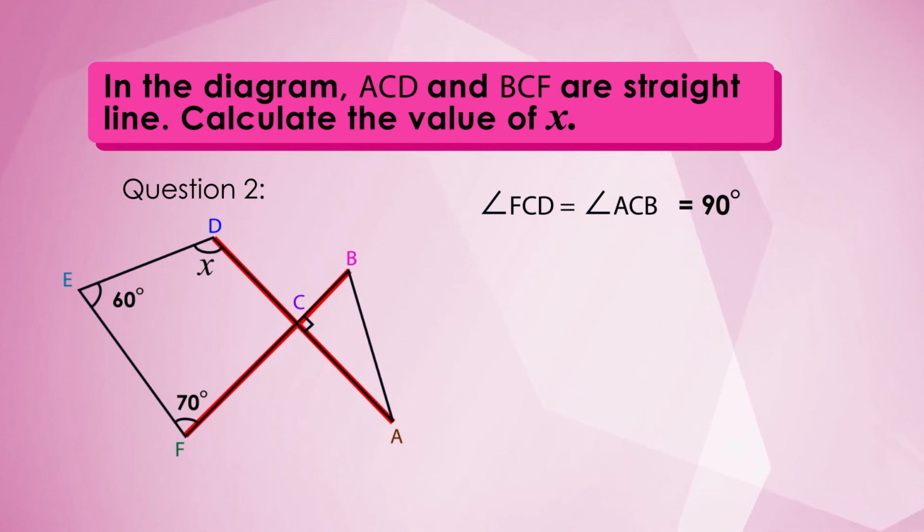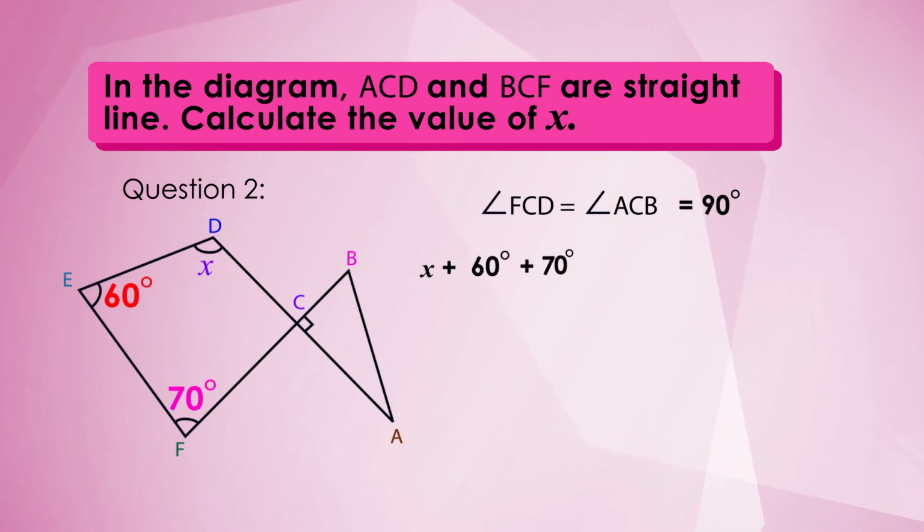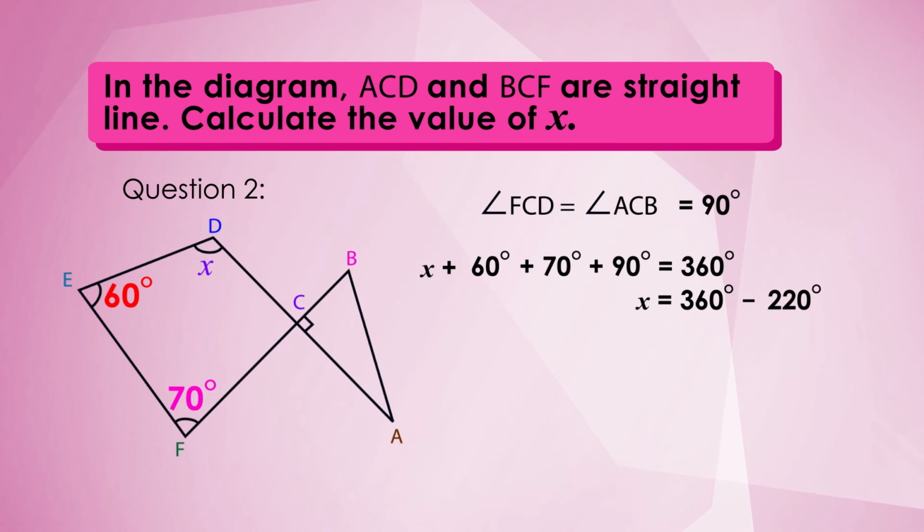From this, we can find the value of angle X as we subtract the sum of the interior angles of 60 degrees, 70 degrees and 90 degrees from 360 degrees. This gives us the value of x as 140 degrees. I hope you managed to get the same answers. Anyway, excellent job to all of you.